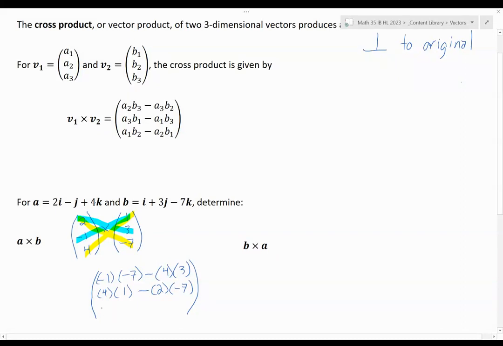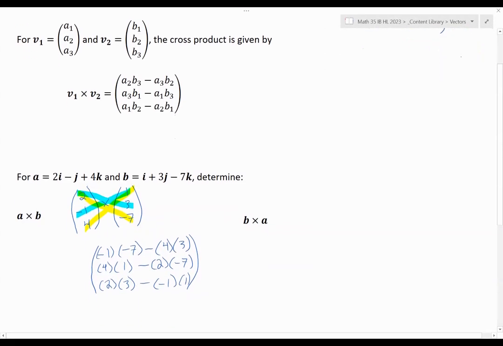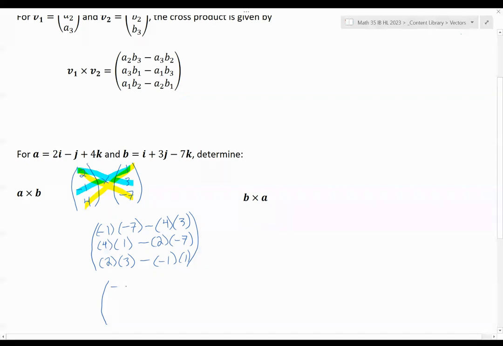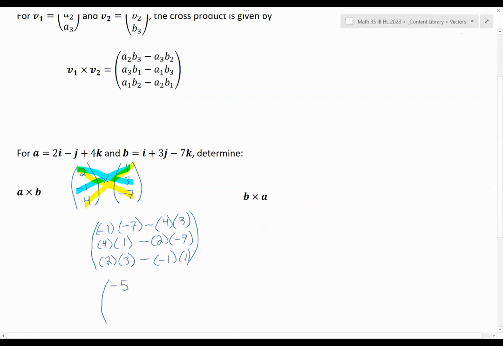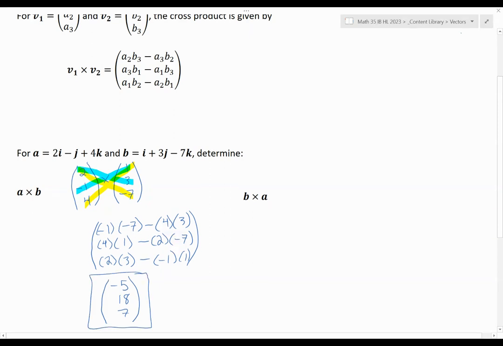So I have 2 times 3 minus -1 times 1, which means that when I do the cross product of A with B in this order, I get 7 minus 12, so -5. I get 4 plus 14, so 18. And I get 6 plus 1, so 7. This is the resultant A crossed with B.